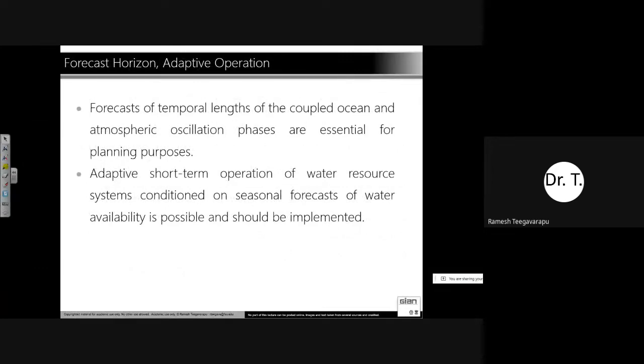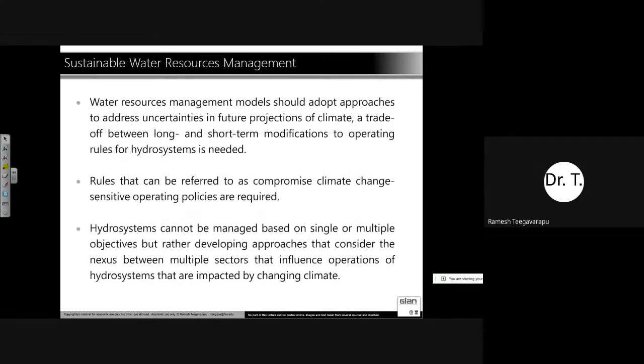The forecasts of temporal lengths of oscillations are also important, because climate variability is also affecting your amount of rainfall and so on. So you might want to even predict what will happen in future about climate variability. Will I be in El Nino state or La Nina state? We can estimate that into future or project into future and do the planning based on that. And adaptive short-term operations, that will help.